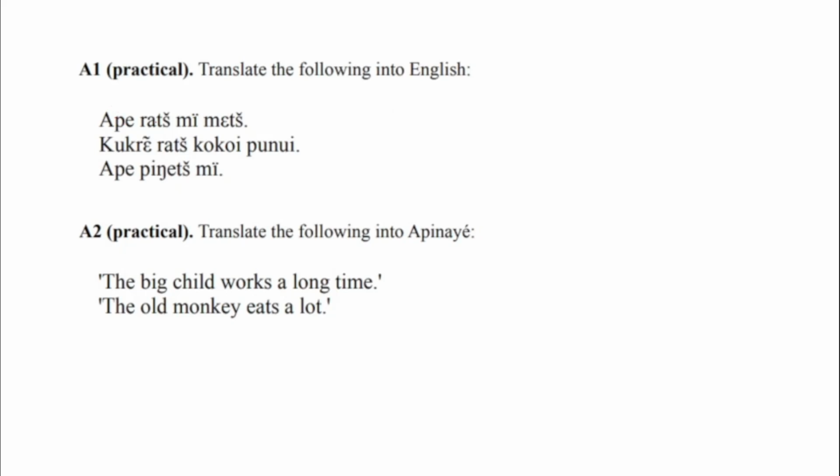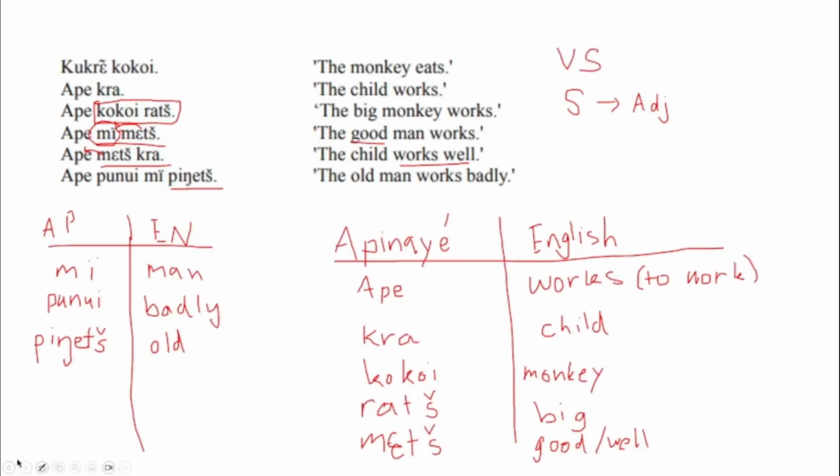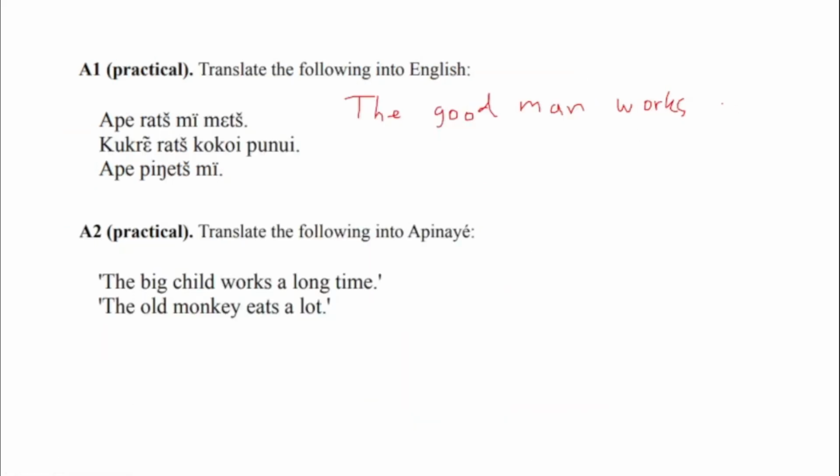Ape's works, rach, and mich. Mich is well, or good. So good, and mi is man, right? So we know mi is man. So the good man works. And what is rach? Let's go back here and see. Big. So works a lot, most likely. The good man works a lot.